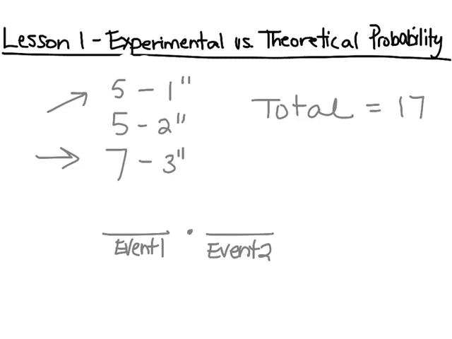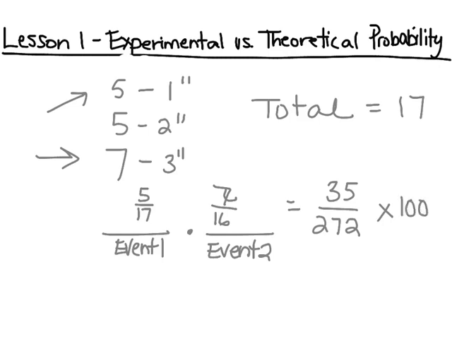So the first event we know was 5 out of 17, and the second event was 7 out of 16. So we're going to times those two numbers together. So 5 times 7 is 35. And 17 times 16 is 272. 35 divided by 272 times 100 is 13%. So there's a 13% chance that he will pick both of the nails that he wants in that order.